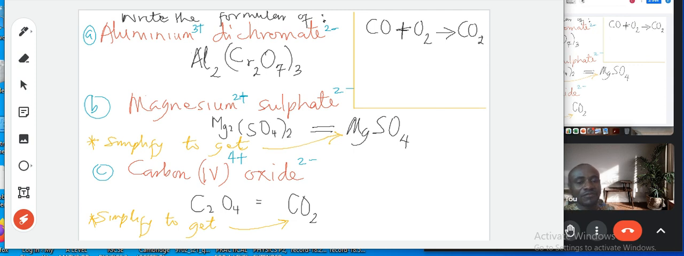Because oxygen alone is how many? 21. 7 times 3, 21. Plus chromium, which is 2 times 3, that's 6. 21 plus 6 is 27. Then plus 2. 29 atoms.